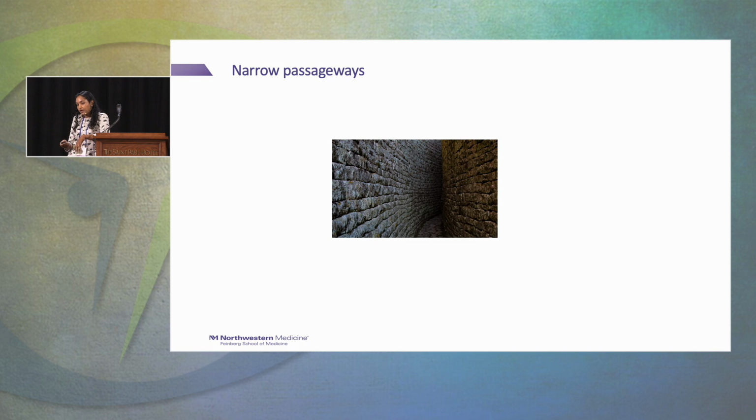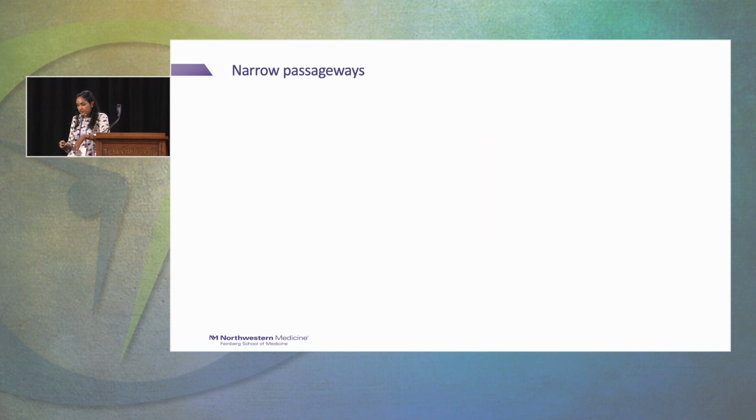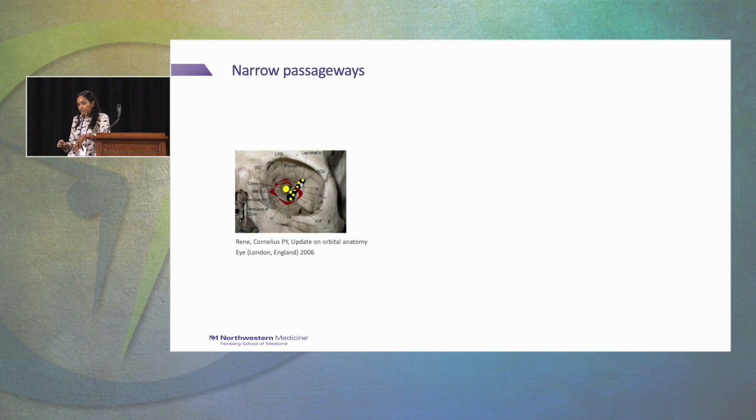The other structural feature of the orbit is the narrow passageways. So that is another reason why we encounter acute emergencies in the orbit. So again, we've all looked at this type of image a million times, memorizing where different things come out of, what comes with what. And the reason it's relevant is because it affects the exam, it affects the pathology.